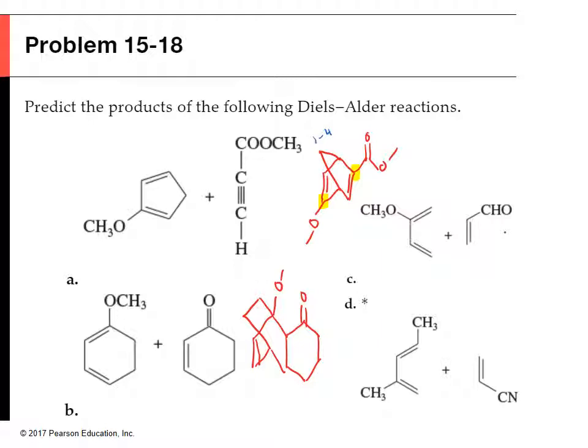What you want to keep in mind is that when you draw your cyclohexane, 1,2 addition is good, 1,4 addition is good, 1,3 addition is bad. So we want to avoid 1,3 addition. So let's go in and start drawing this thing.